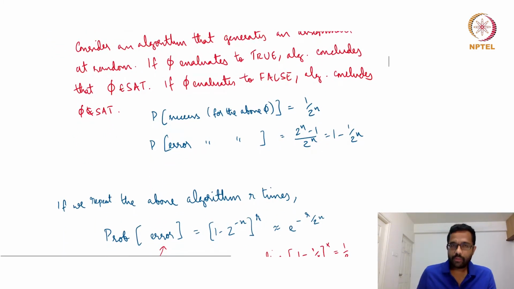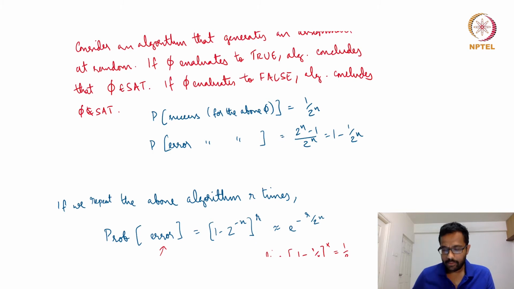Okay, now let's see what we can do. So obviously this probability of success is poor. So can we improve the probability of success? One standard trick that is employed in the case of randomized algorithms is to repeat the algorithm many times, and this technique is called boosting.